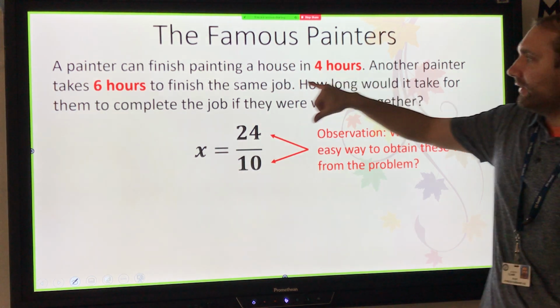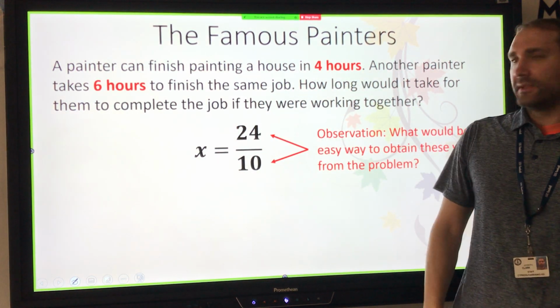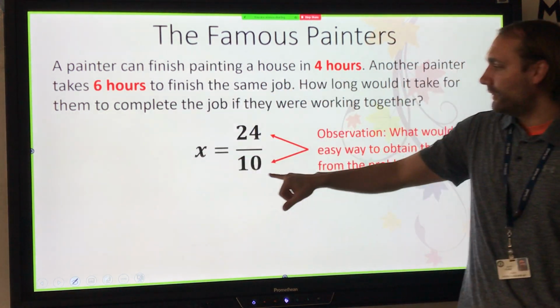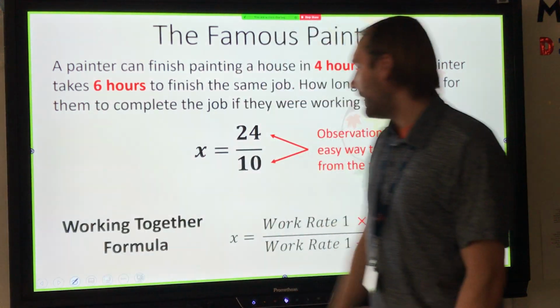I have 4 hours and 6 hours. How do you get the 24? You multiply. I have 4 hours and 6 hours. What do you do to those numbers to get 10? Add them. So that's all you have to do, really.